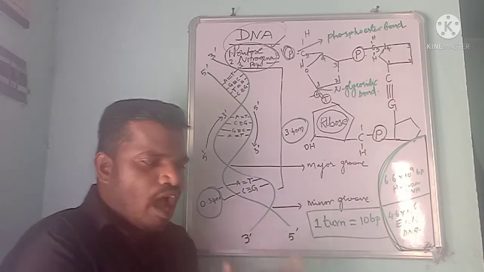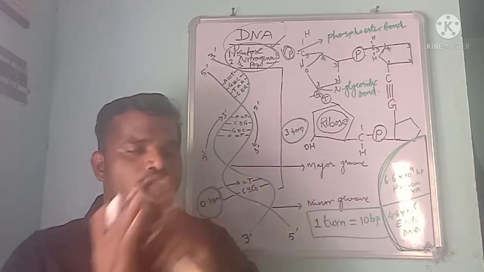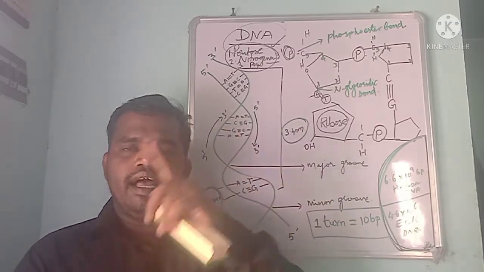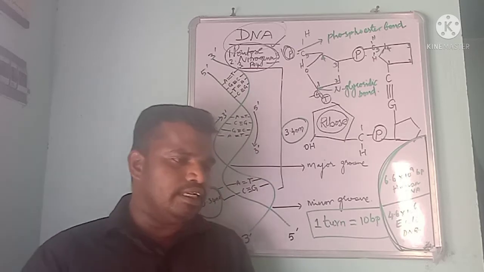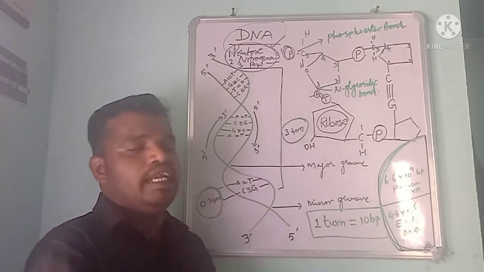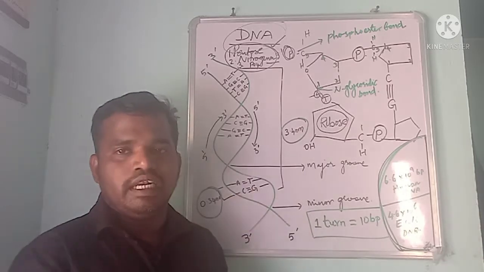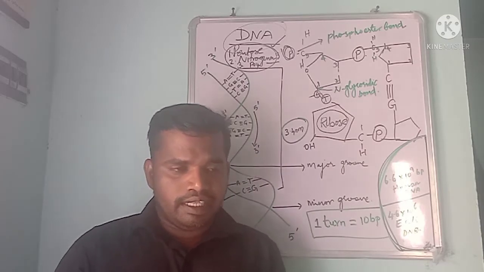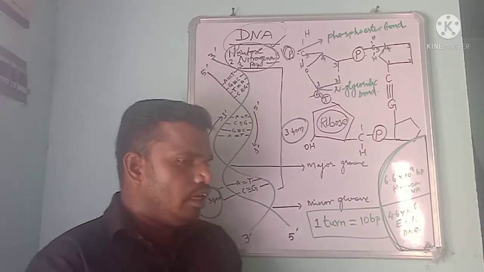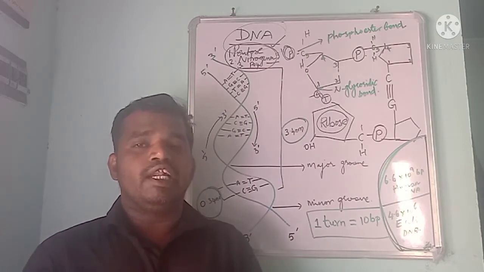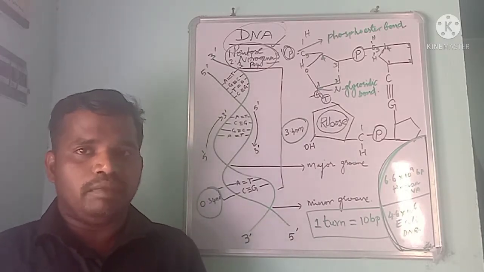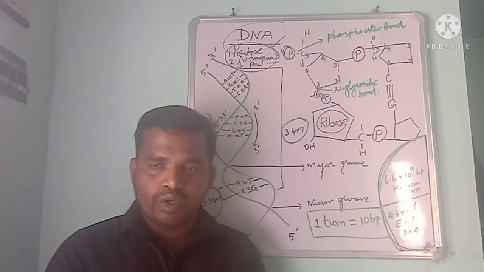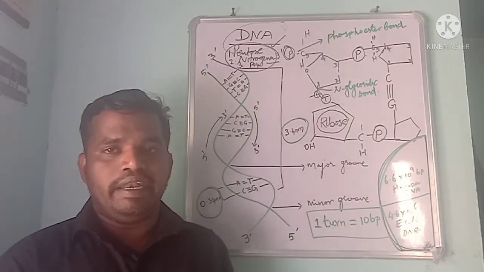Cytosine is a common nitrogen base for both DNA as well as RNA. But uracil is present in the RNA, and thymine is present in the DNA. So thymine is replaced by uracil in RNA. The chemical name of thymine is 5-methyl-uracil.